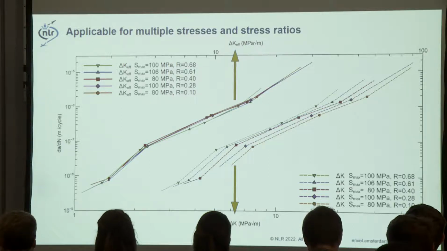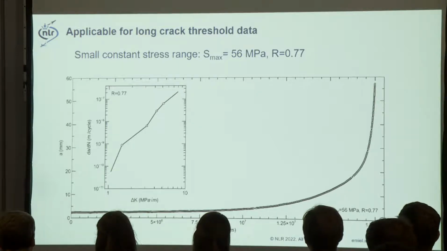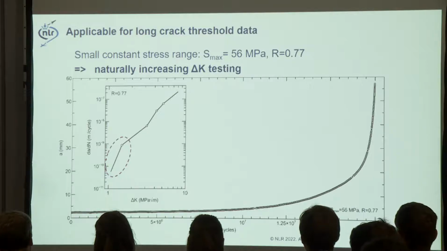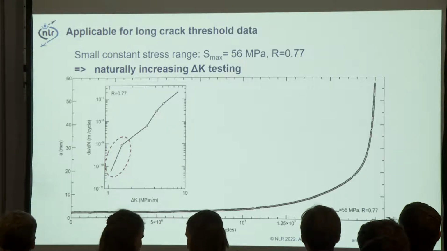So we can also use it for deriving long crack threshold data. We use a very small constant stress range, and just as easily fit the entire graph using our fitting procedure. And we obtain here crack growth data in the threshold without any noise, and it's just the white line again. It's exactly following the crack growth rate curve, so you can reconstruct the original crack length versus cycles curve perfectly and get accurate data from that.